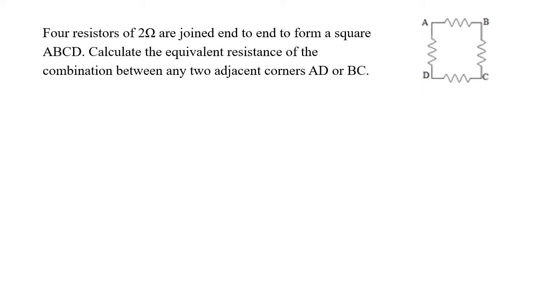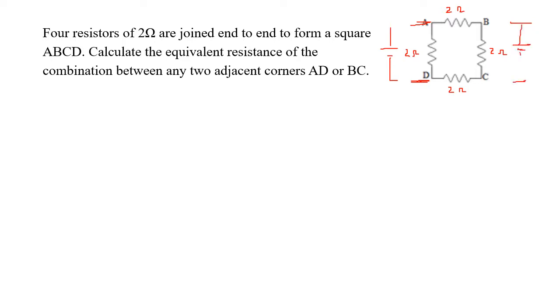Now we have got some diagram based numericals. 4 resistors of 2 ohm are joined to form a square. So what do we have? We have 4 resistors of 2 ohm each. They are joined to form a square. Calculate the resistance in the combination between any two adjacent terminals AD and BC. So we are applying a battery. Now what have they given? You can apply the battery at AD here or you can apply the battery here.